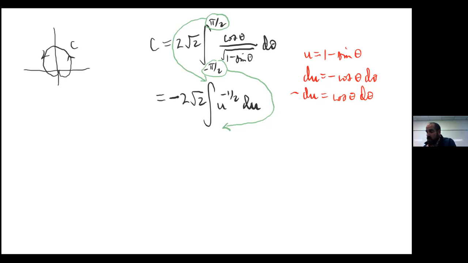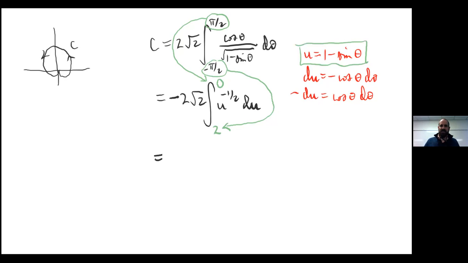Negative 1. What's 1 minus negative 1? 2. Okay? What is the sine of 90 degrees? 1. What's 1 minus 1? 0, right? I'm using this formula right here. Whatever theta is determines what u is. Okay?